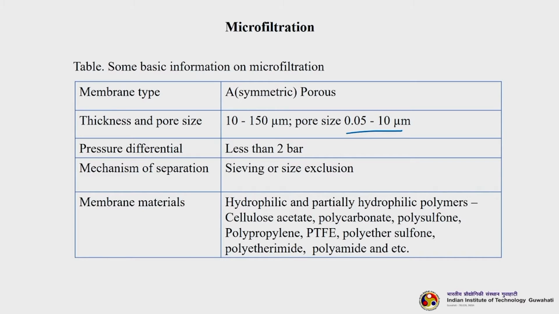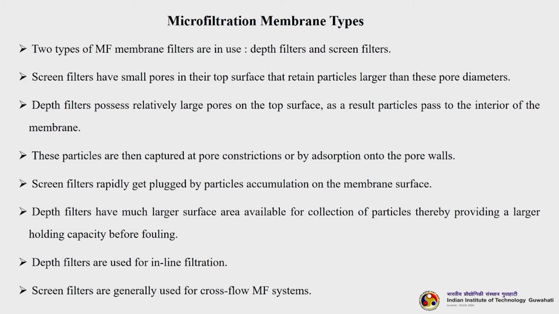There may be hydrophilic or partially hydrophobic polymers such as cellulose acetate, polycarbonate, polysulfone, polytetrafluoroethylene, polyether sulfone (PES), which is very well known, and polyamide, etc. Two types of microfiltration membranes are basically used: one is called depth filter, another is called screen filter. These are the basic division of types of microfiltration filters.